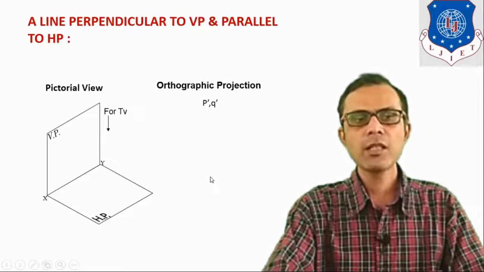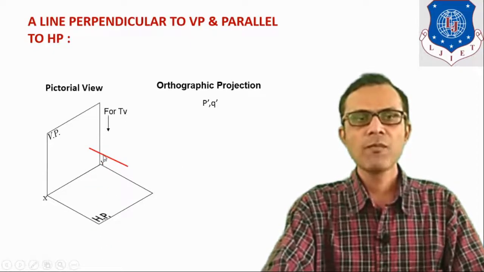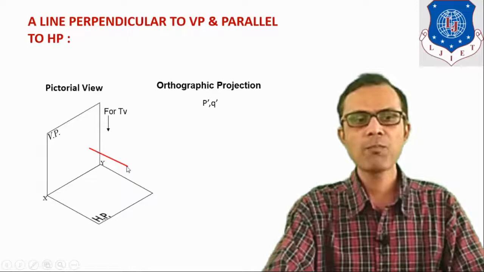Now let's see the another position of the given line. A line is perpendicular to VP and parallel to HP. So now line is perpendicular to VP. It is the actual position for the given line. You can see here it is perpendicular to VP and it is parallel to HP.